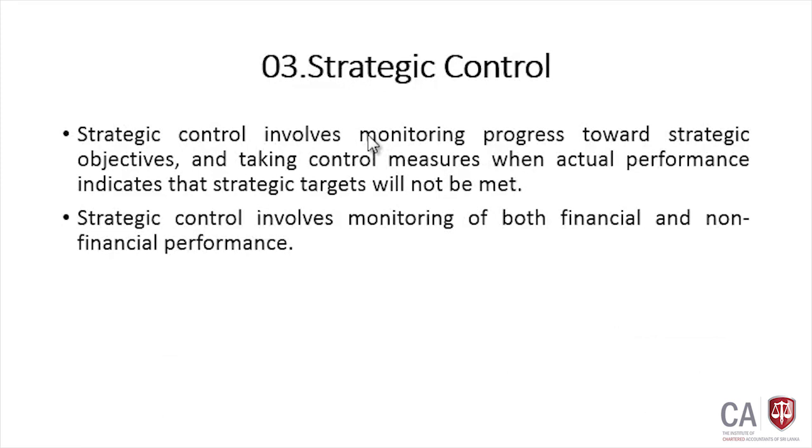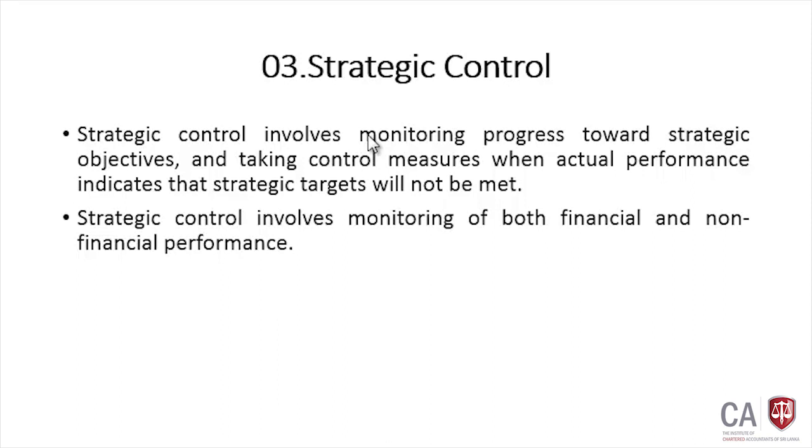The strategic control. Now, strategic control involves monitoring progress towards strategic objectives and taking control measures when actual performance indicates the strategic target will not be met. Here we look at the long term objectives we have identified. So, here we monitor the progress towards strategic objectives.